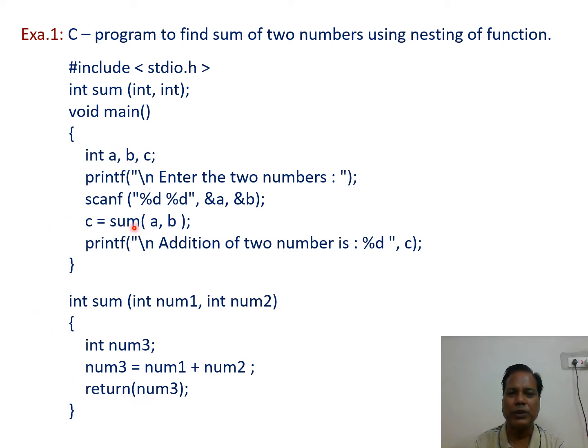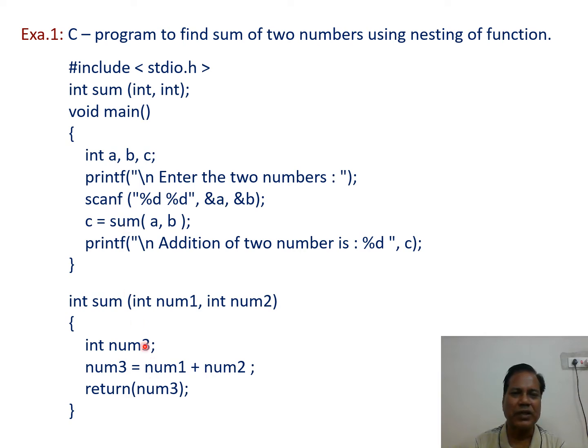So the sum function was called at that point. What is the returned value? That is assigned to the variable c. And then using the printf statement, the value of c is printed. That is, "Addition of two numbers is", and the value of c is printed at this point. So in this way, we are nesting the sum function in the main function.